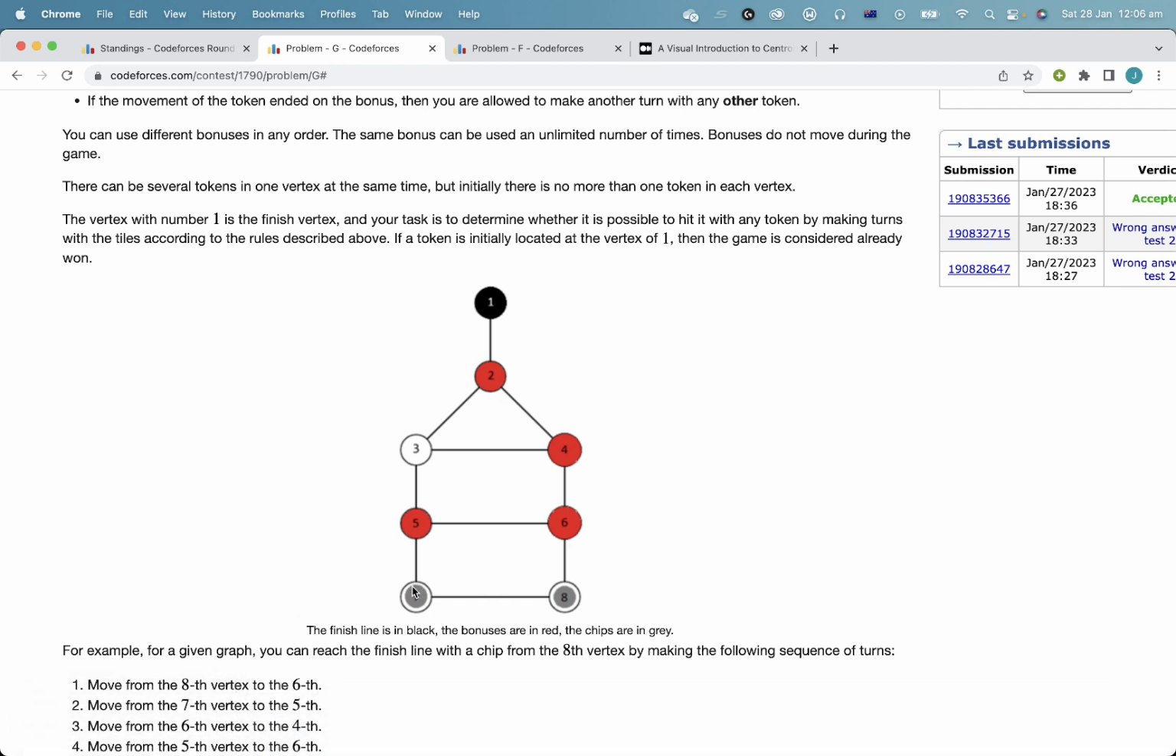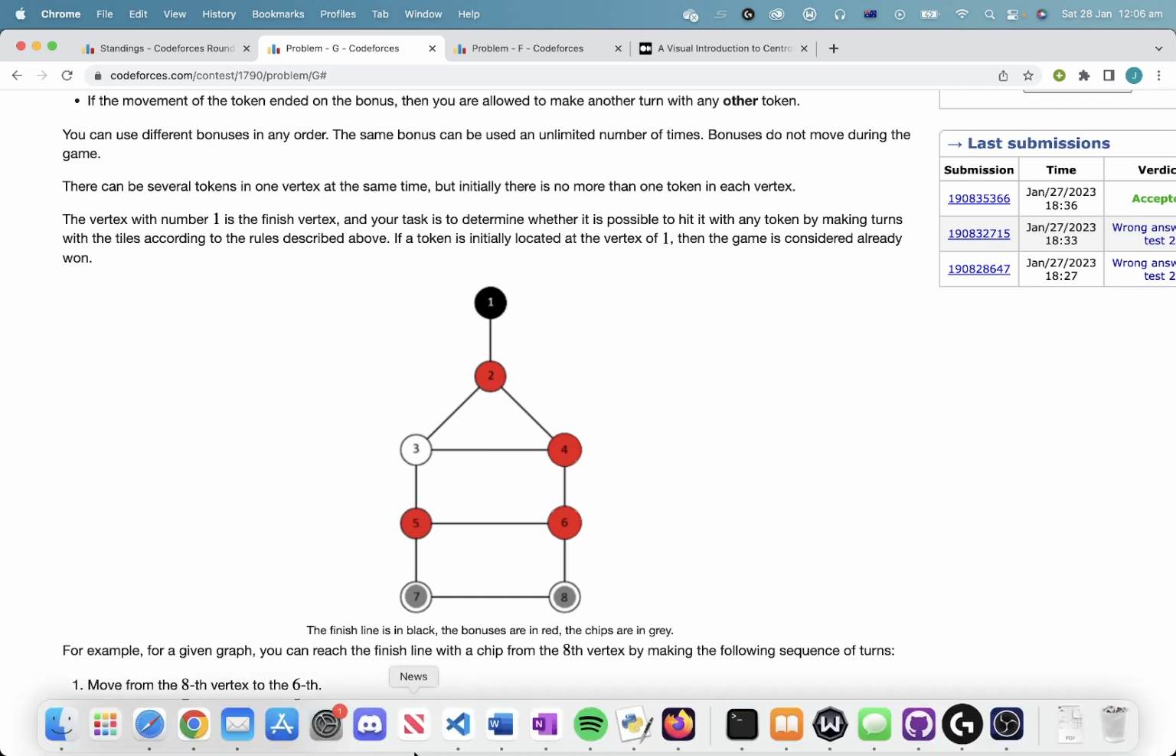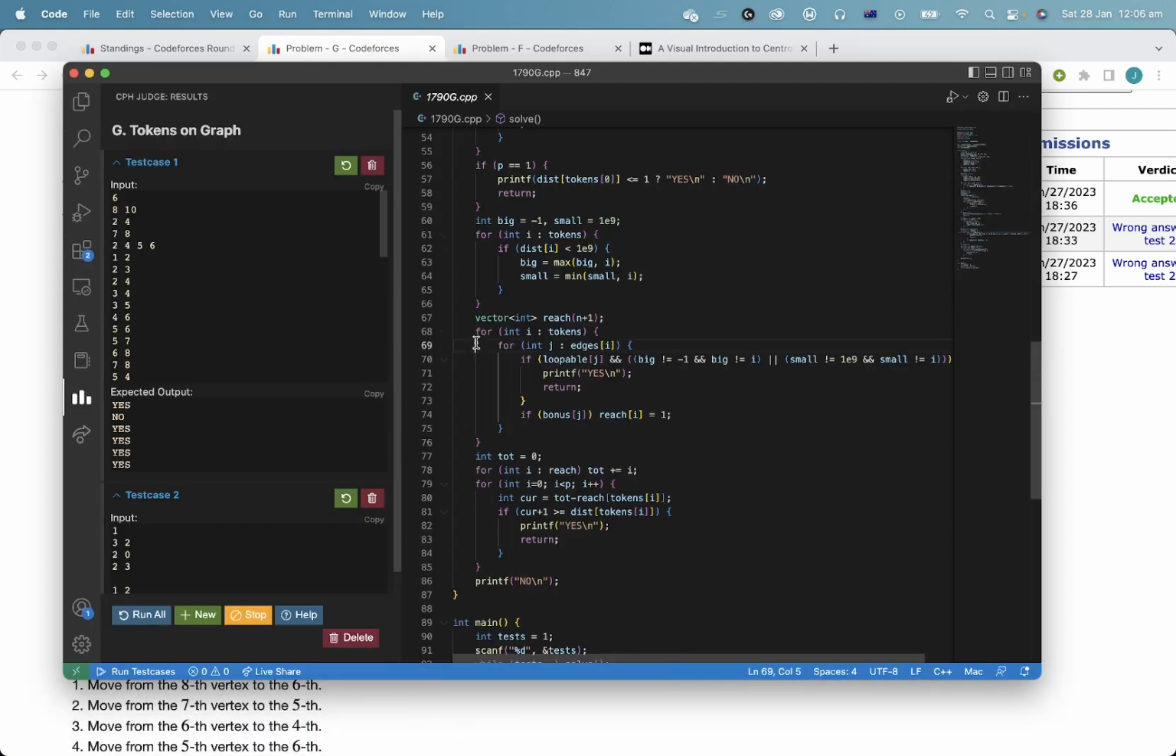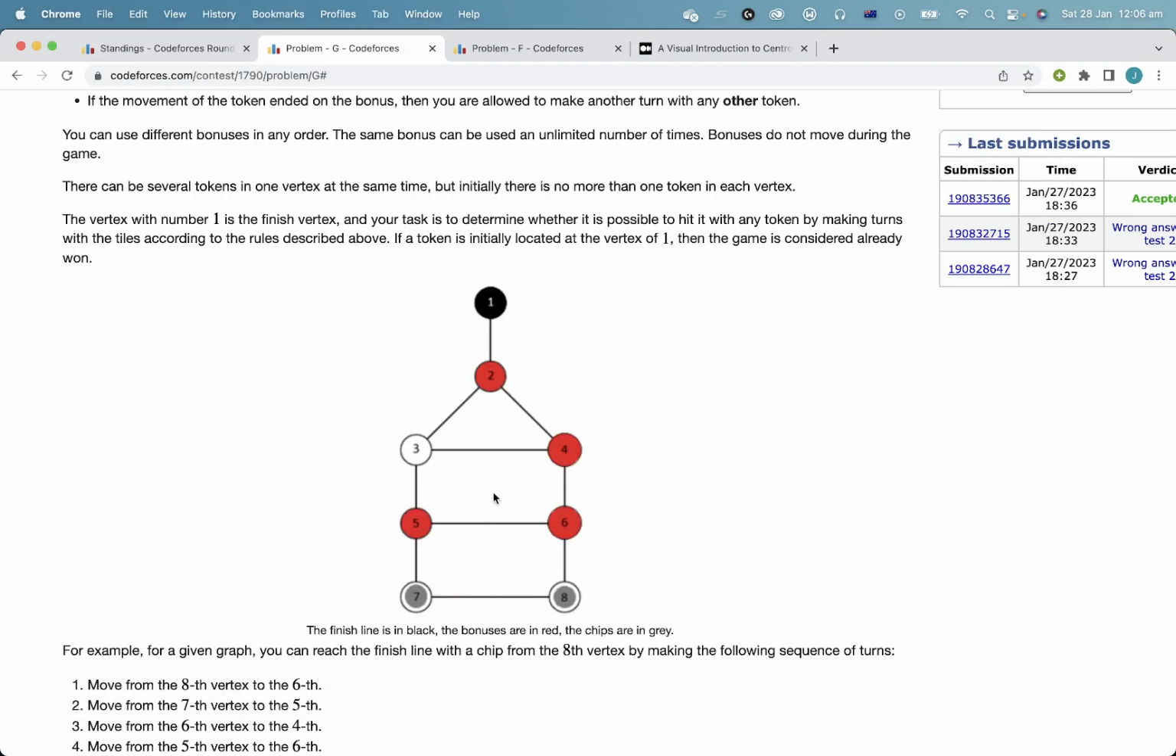So to check whether a token can oscillate indefinitely, we just need to check whether it's already on a loopable vertex or whether one of its neighbors is a loopable vertex. And actually, it suffices just to check whether one of its neighbors is a loopable vertex. So that's just what I'm checking. For every token, if one of its neighbors is a loopable vertex, I need to check that there is a different token which is able to reach node 1.